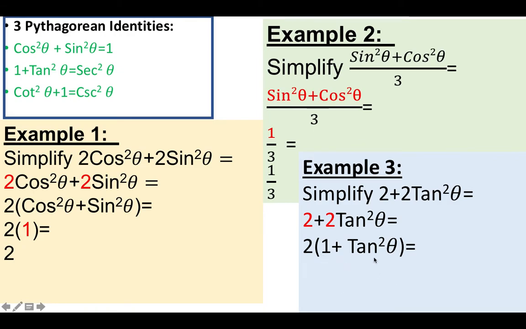Now, I take a look at what's inside my parentheses, and I notice this looks a lot like what's in Pythagorean identity number 2. 1 plus tangent squared is actually equal to secant squared. So this stuff in parentheses will become secant squared. That's pretty much all I could do to simplify this. So what I'm going to do is drop my parentheses and finish up. That's it. This would be my answer.